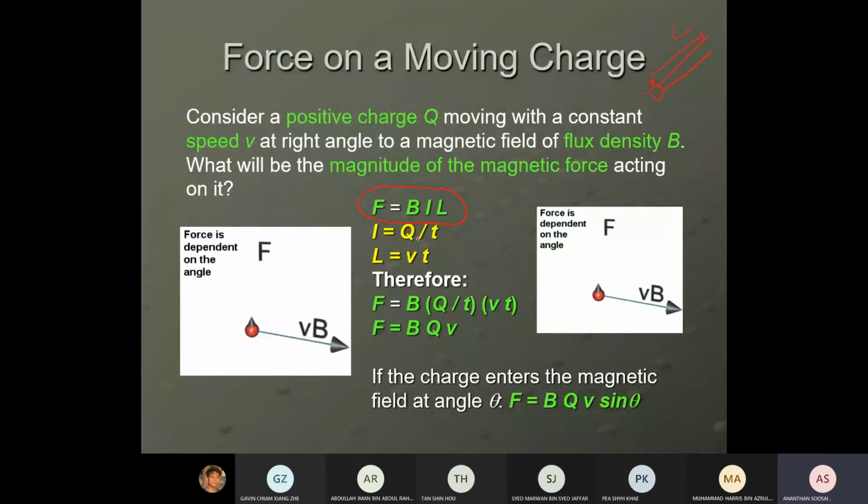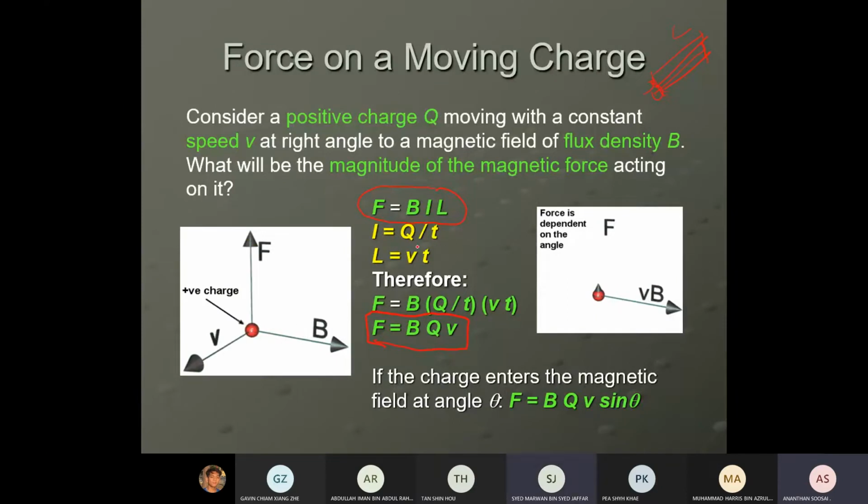Here the I is the rate of flow of charge, so put Q over t. And L for a charged particle: if a charged particle moves from here to here, the length we use is the speed of the charged particle times the time taken, so vt. So I is Q over t, L is vt. So you get a new formula for force on a charged particle. It's BQv.